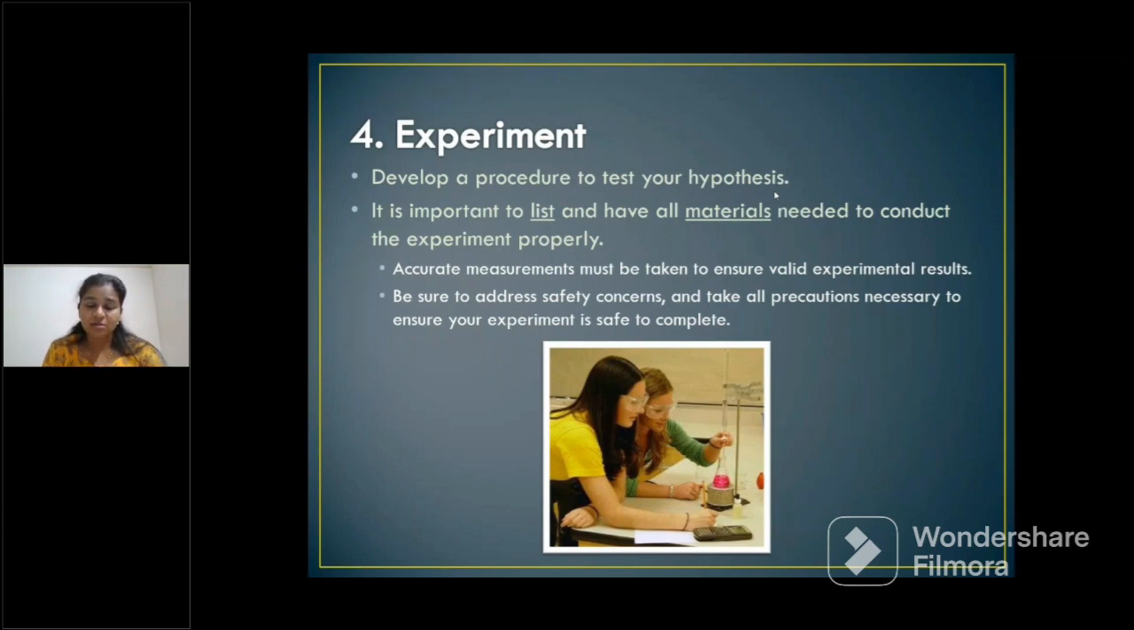Precise measurements, equipment which give appropriate measurements. We need to be sure of safety concerns, make sure all precautions are taken in a proper way. This is required for the researcher's personal safety and also for smooth conduct of the experiment. So from a lab perspective, safety to avoid hazards and a smooth conduct of the experiment, all these aspects need to be kept in mind.